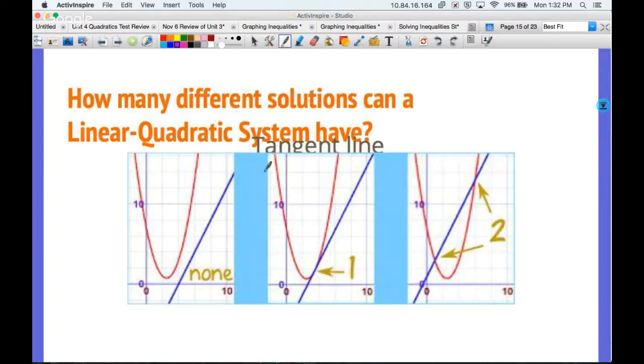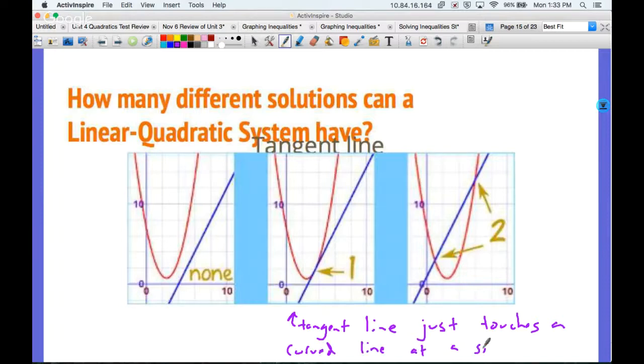How many different solutions can a linear quadratic system have? You can see in each of these examples, you've got a quadratic equation and a linear equation. The number of solutions to the system is the same as the number of possible intersection points. You could have no intersection points. You could have one. The name for this line here is a tangent line. A line just touches a curved line at a single point, and then they can cross 2 times.